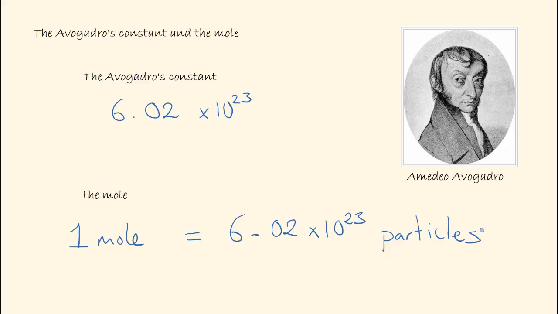1 mole is simply 6.02 times 10 to the 23, which means if we were going to write it out, it would be 6 followed by 23 zeros, which is a huge number, and arises simply on the fact that our atoms and molecules are infinitesimally small.